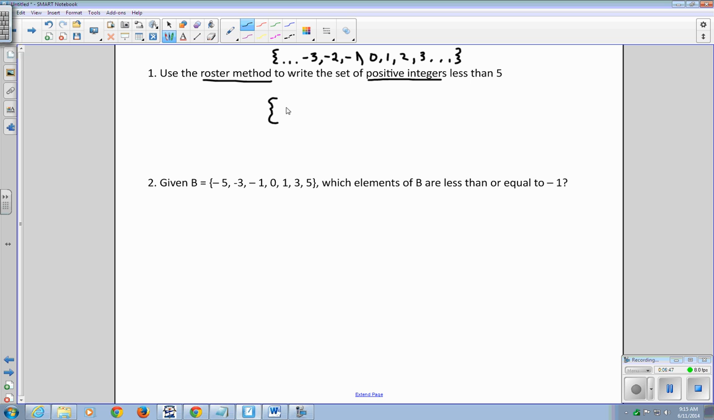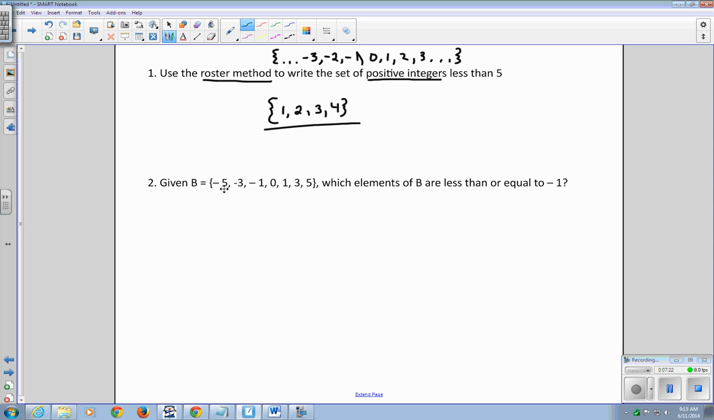But our positive numbers could include 1, 2, 3, and 4. We're not going to include 5 because that's not less than itself. So we would stop right there and we would close our brackets and indicate that this is our set of positive integers less than 5. There we go. Okay.